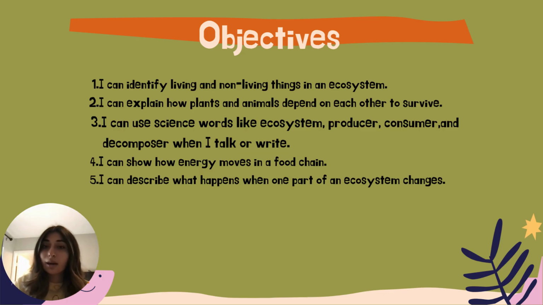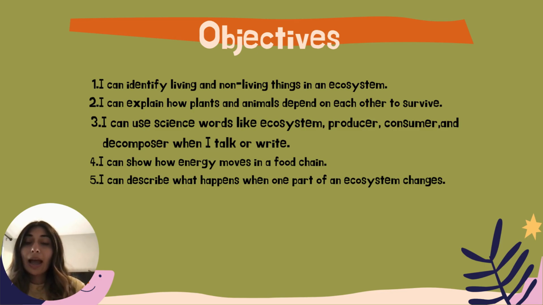Next we have our objectives. I can identify living and non-living things in an ecosystem. I can explain how plants and animals depend on each other to survive. I can use science words like ecosystem, producer, consumer, and decomposer when I talk or write. I can show how energy moves in a food chain. And lastly, I can describe what happens when one part of an ecosystem changes.